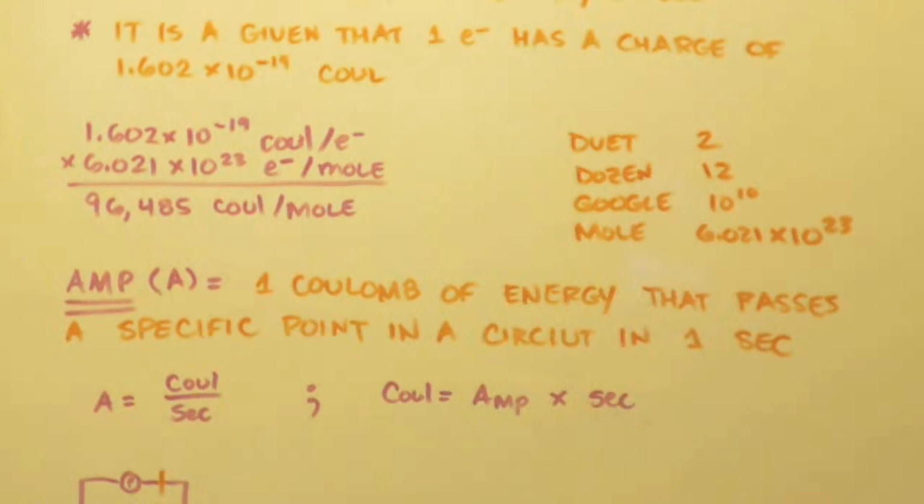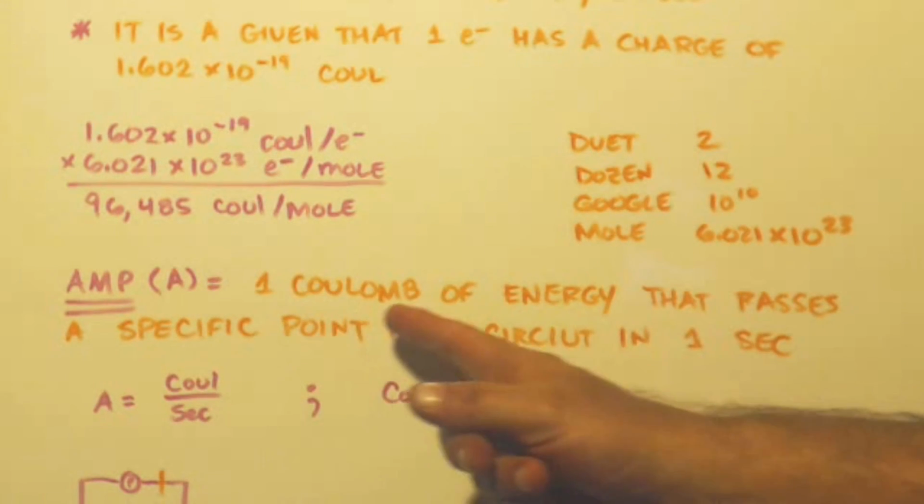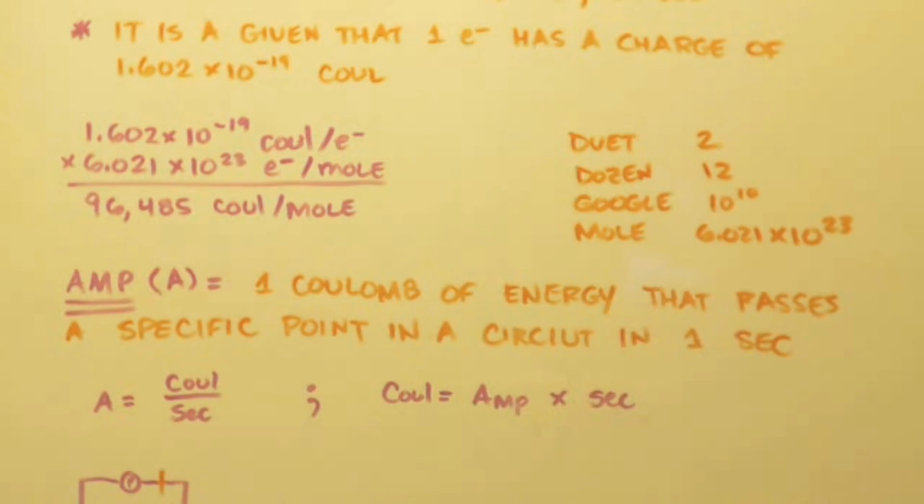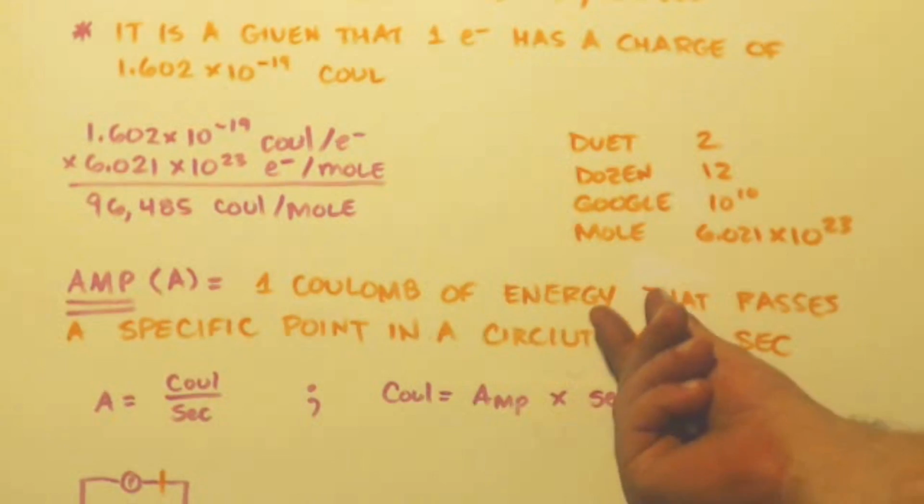You might say, well, what good does that do me? Well, if you're doing electrolysis, it'll help you figure some stuff out. First, let's go into what is a coulomb, okay? And most people know what an amp is, so let's go over what an amp is first. An amp is a coulomb of charge that passes a specific point in a circuit in 1 second.